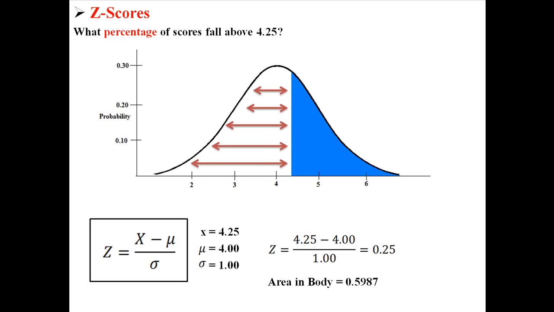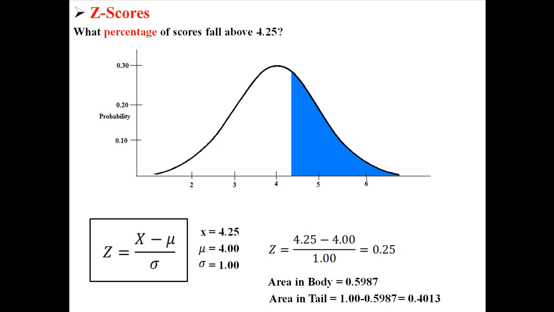We want to know the blue area. We want to know what falls above 4.25. But remember that if that's 0.5987, the whole distribution has to add up to 100%. So what's in the blue area is just what isn't in the body. So it's just 1 minus 0.5987, and we get 0.4013. So the answer to what percentage of scores fall above 4.25 is 0.4013, or about 40%.